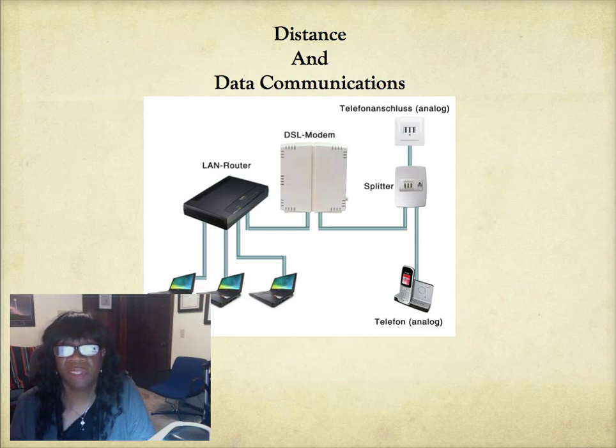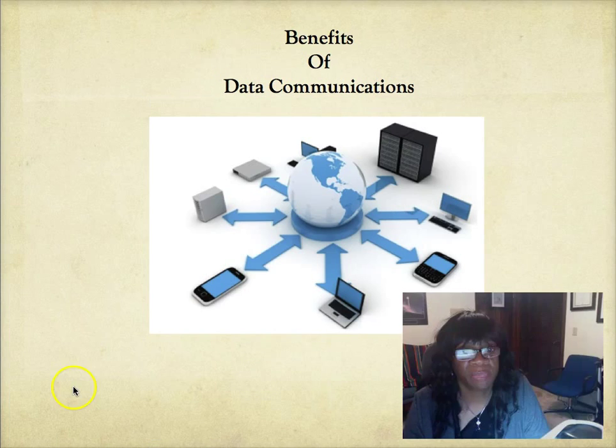Data communication is said to be local if communicating devices are in the same building or a similarly restricted geographical area. For vast distances, such as a long-distance phone call, digitally modulated analog signals are used. So in that instance, we would use an analog signal, and in areas that aren't as distant, we would use a LAN. I want to discuss the benefits, the advantages, and the disadvantages of data communications.